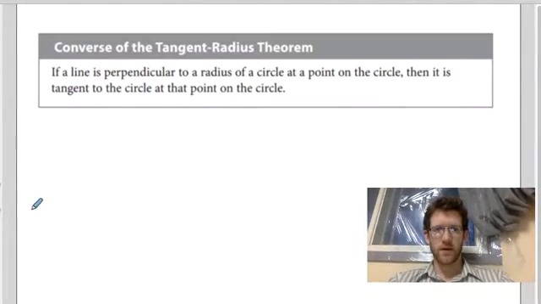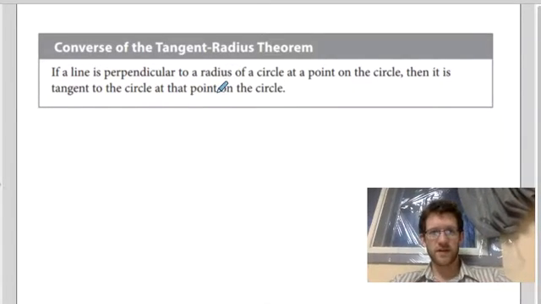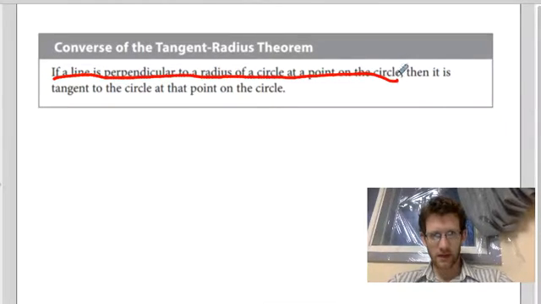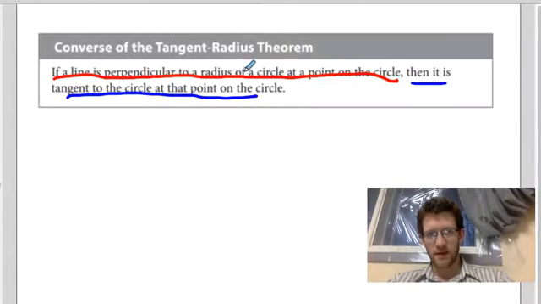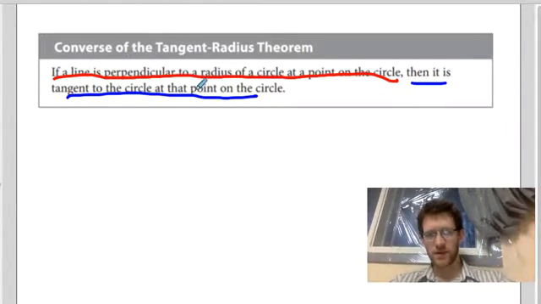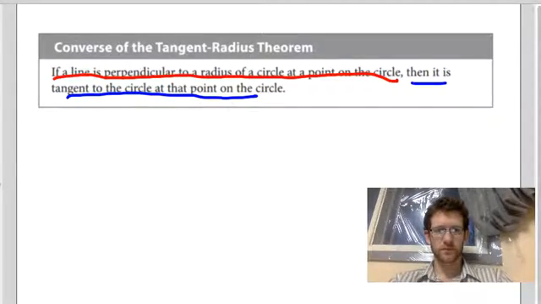Cool. The opposite is also true of the tangent radius theorem, right? The converse. Remember here with the converse of a statement, the if portion and the then portion are swapped. This is the exact same thing as the tangent radius theorem, but the red part and the blue part have been switched, right? The if and thens have been swapped around. So it's the same thing.